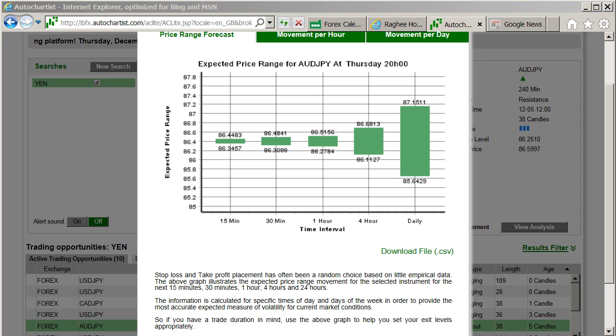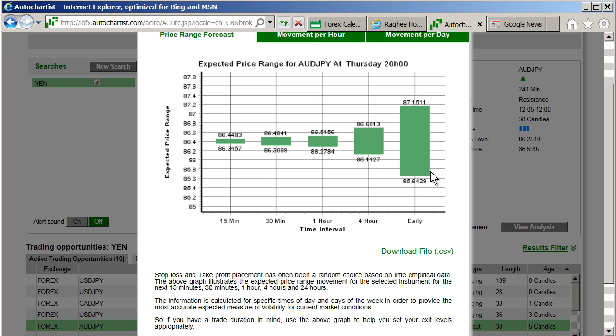So if I am looking at a market with those same expectations, my 15-minute price range forecast is going to be squatter, narrower than the 30, a little narrower than that 1 hour, 1 hour narrower. You see where I'm going with this?